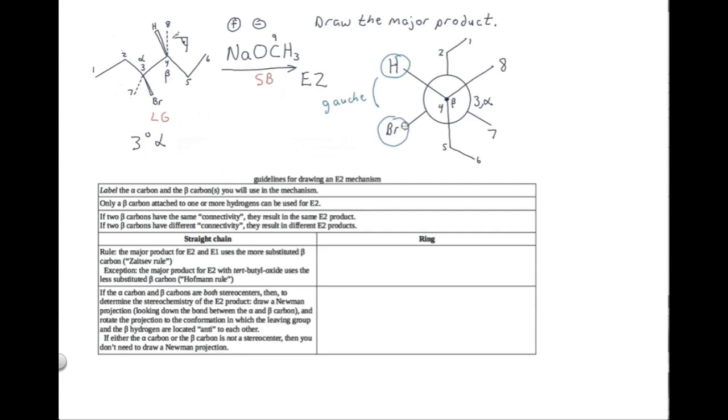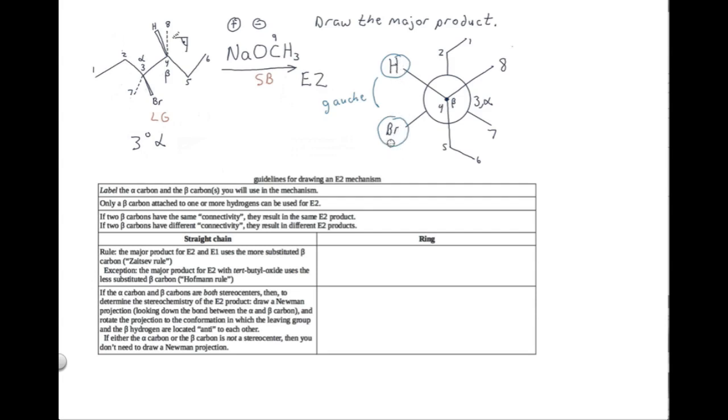Now, of course, the bromine is anti to carbon 8. The bromine and carbon 8 are anti, but that's not what we want. We don't want the bromine to be anti to carbon 8. We want the bromine to be anti to the beta hydrogen. So I'm going to circle these two groups because those are the groups that we're focusing on here.